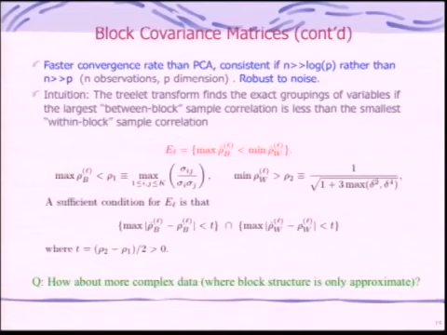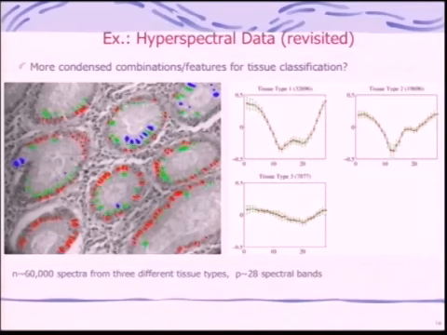So how about more complex situations where you don't really have these exact block structures and where they at best are only approximate? Well, in that case, you don't get these exact indicator functions. But if there is structure, you will get continuous valued indicator functions. So here's an example for hyperspectral data. Again, at each pixel, we have a spectra, and I've labeled 3 different tissue types, and you can see examples of the spectra.